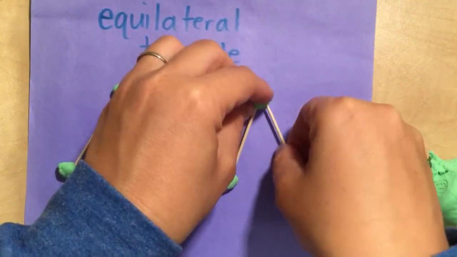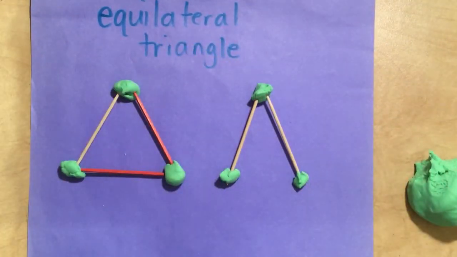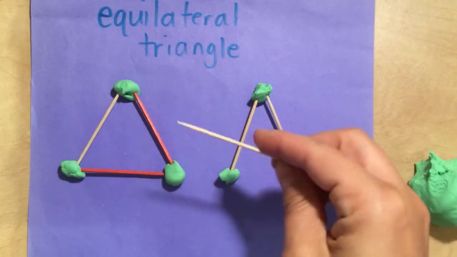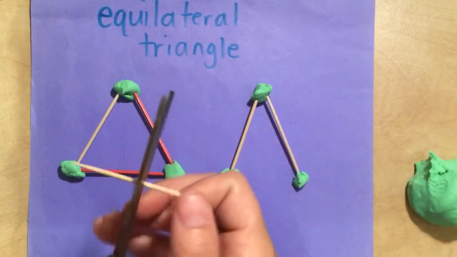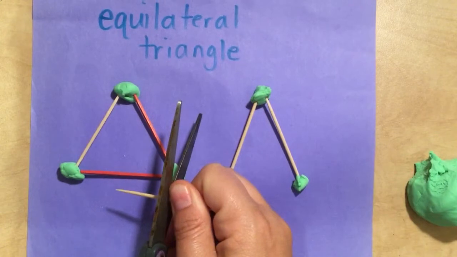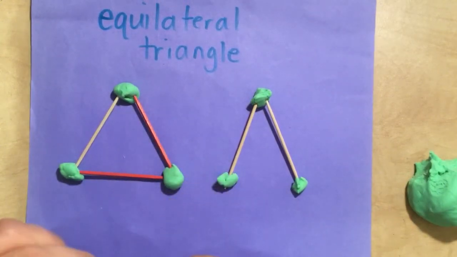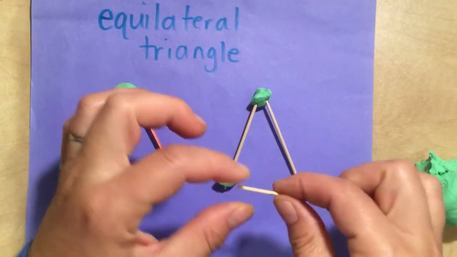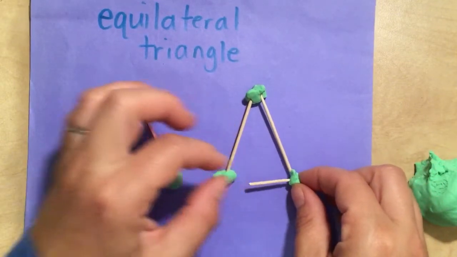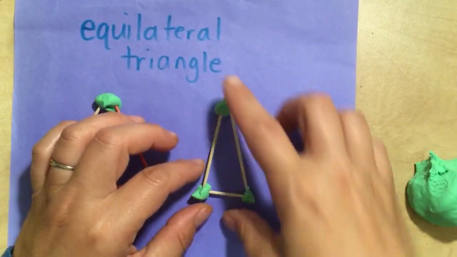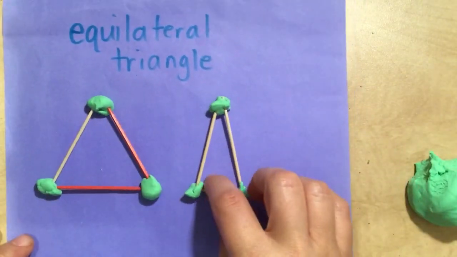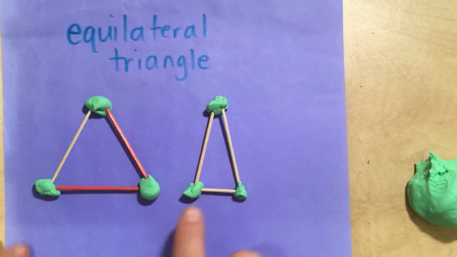But what I'm going to do is take another one. You might want to ask your parent to do this because I don't want you to get hurt. I'm going to take my scissors and cut my toothpick in half. And there we go. Now this triangle is no longer an equilateral triangle because this side is not the same size.